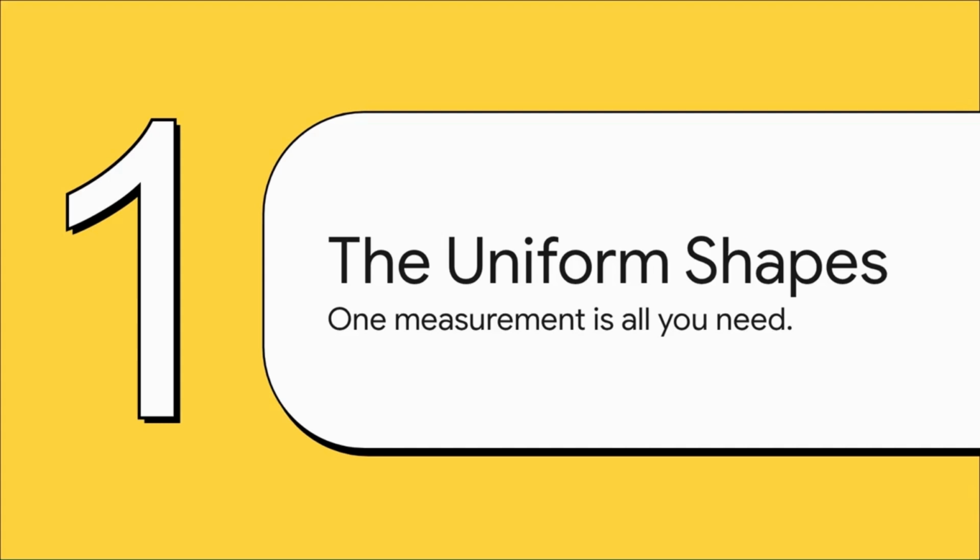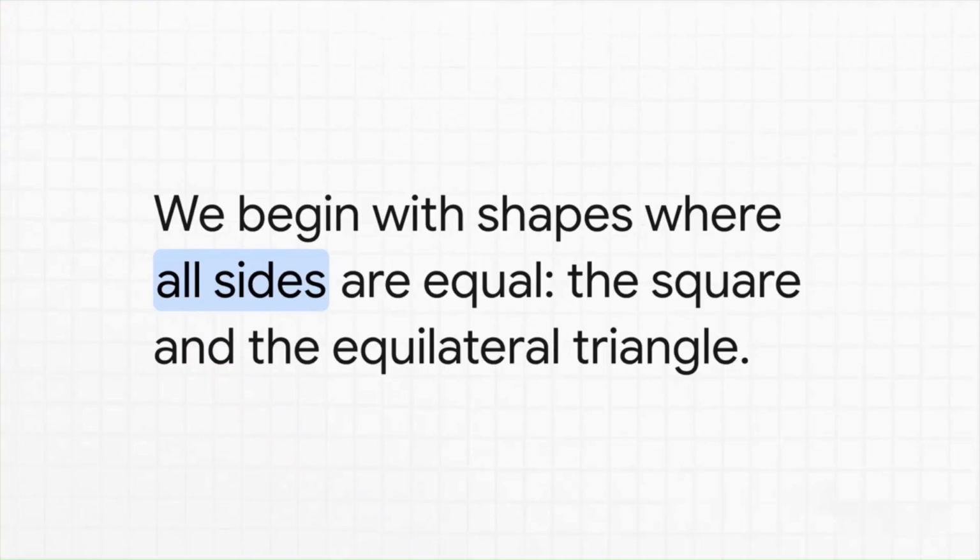All right, first up, the uniform shapes. And the absolute beauty of these is that you only need one single measurement to figure out the entire boundary. That's it. We're talking about the classics here, right? Shapes where every single side is the exact same length, like squares and equilateral triangles. They're the perfect place to start because they make understanding how this all works a piece of cake.